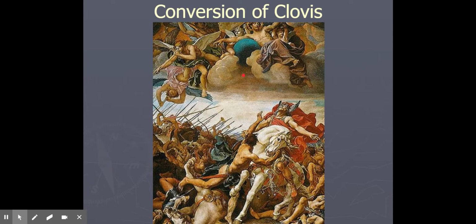So here's the painting of the scene. Here is Clovis up on his horse. He's looking towards heaven, and as you can see, the battle is pretty rough. There are dead people everywhere. He looks up to heaven, and God and the angels hear his cry for help. They say, "Okay," and it allows him to win the battle.